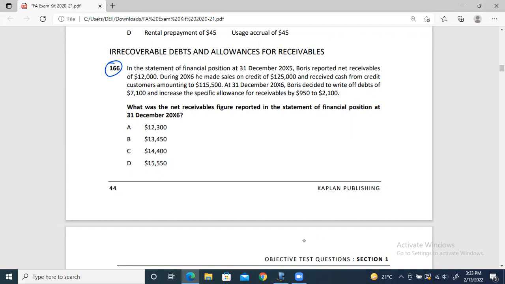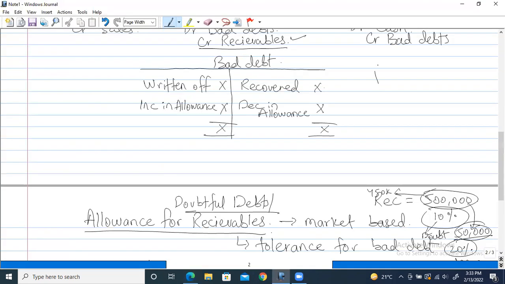So 166 is the first one. What was the net receivables figure reported in the statement of financial position at 31st December 2016? There is one more term here, which is called net receivables. Let me explain this in the notes as well so that you can remember it. One figure is the normal receivables figure, which is simply called the receivables, but one figure is called net receivables. This is also connected with this. Let me explain the logic.